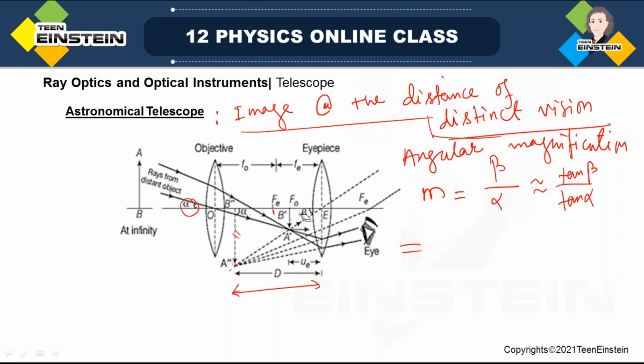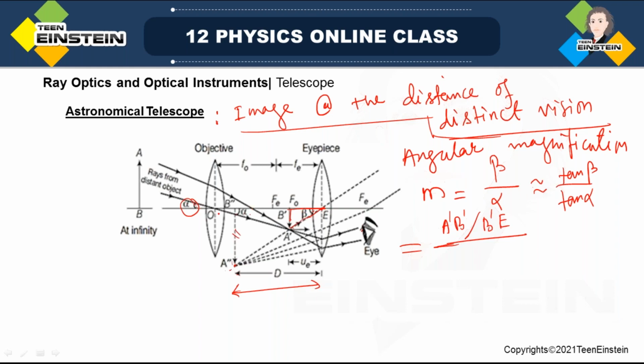See, look, what is tan beta? So I can use this triangle. You can take this optical center E, this triangle. Okay, so you can write tan beta means perpendicular, which is A prime B prime, by the base. Okay, base is the B prime E. This is the base, B prime E.